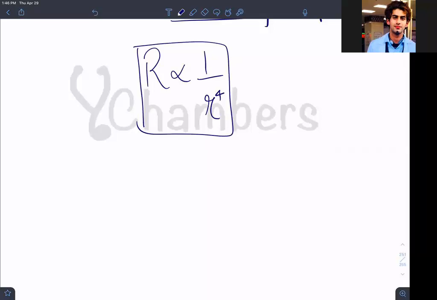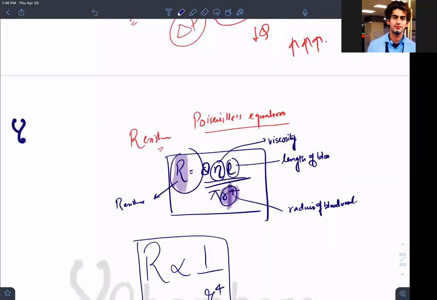If you change, now listen to my words, guys. See the beautiful generalization, guys. Now, if you go into this concept, what is proportional right now? I will take this concept. This resistance is directly proportional to viscosity. What is viscosity? The nature of the blood.